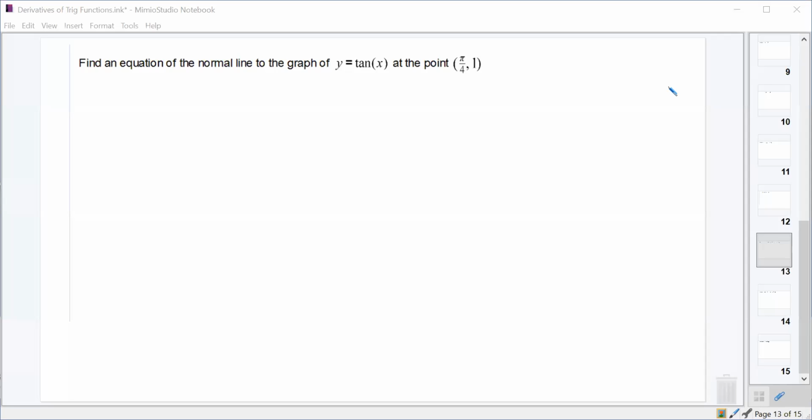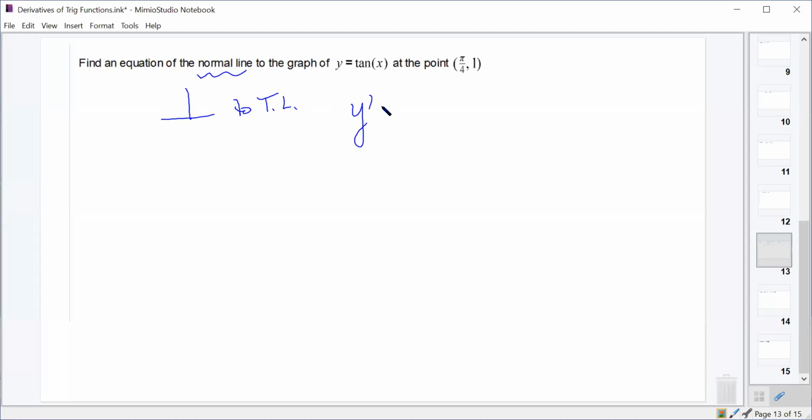Okay, so how do we find the equation of the normal line to tangent x at pi over 4? Do we remember what a normal line is? It's the line perpendicular to the tangent line, right? And so how do we find the tangent line? Well, the tangent line comes from the derivative, right? It gives us the slope of the tangent line.